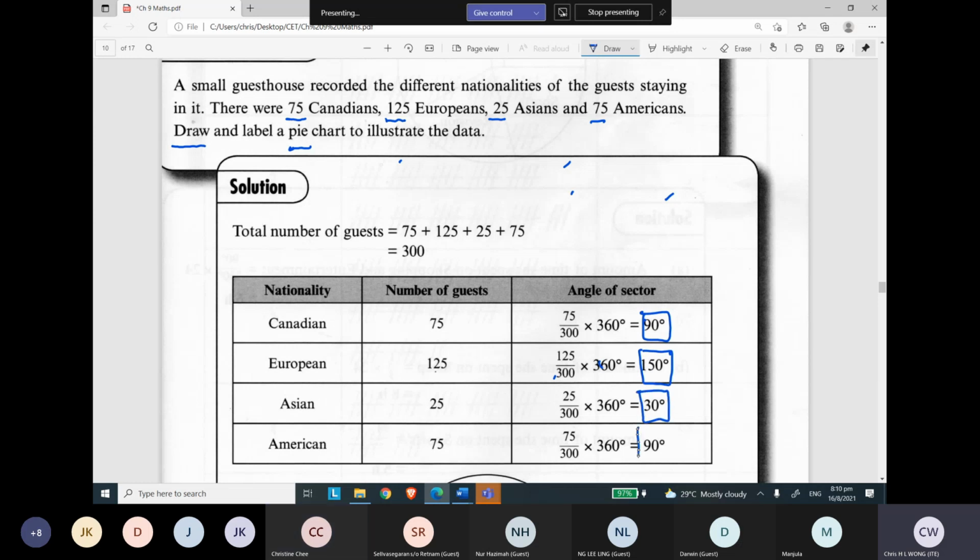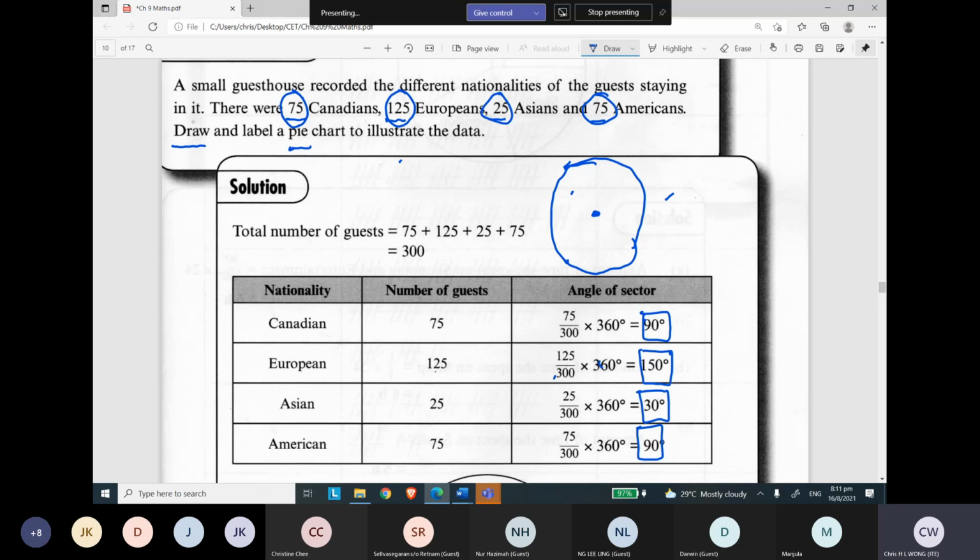So how do you calculate the degree on the pie chart? Because we know that the pie chart is round. The total number of degrees at the center of a circle is actually 360 degrees, isn't it? So how do you represent the Canadian, European, Asian, and American on the pie chart? The only way we can represent it is to calculate based on degree.